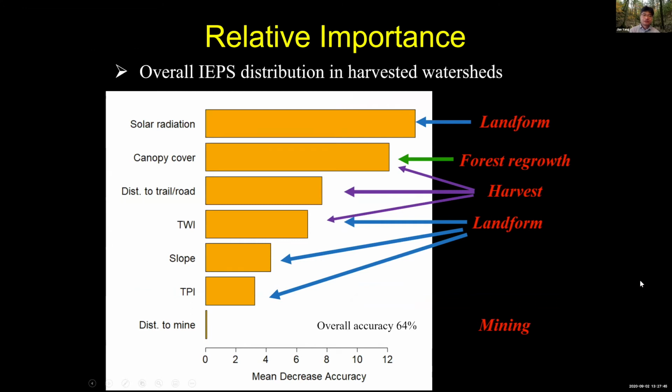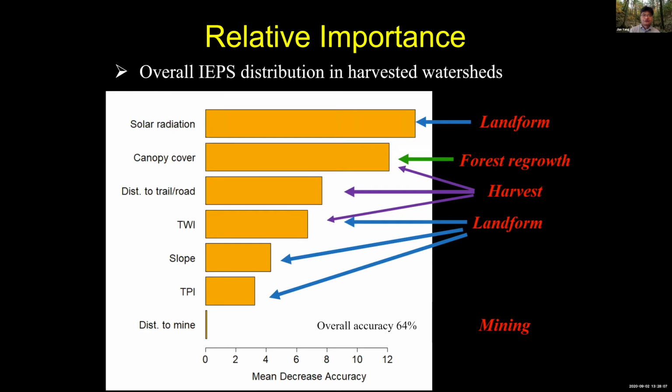So when we put all those variables together and do the ranking, we found that the landform or solar radiation is the most important one, followed by the canopy cover, and then distance to the skid trail and the road, and the TWI.